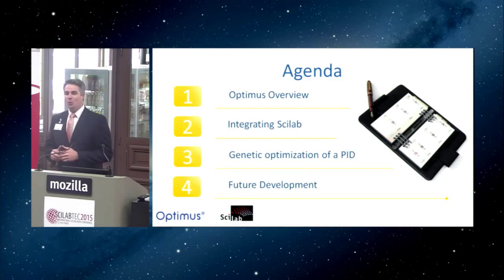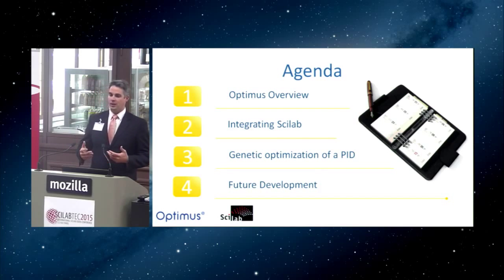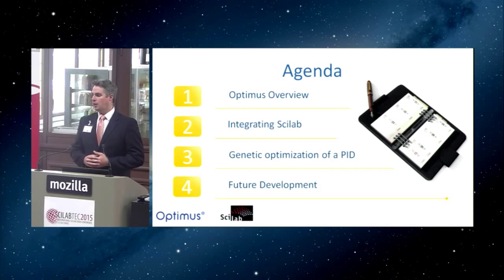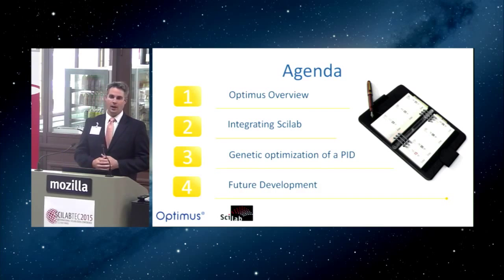And with that, we'll give you a brief overview of what Optimus does. I work for a company called Noesis Solutions. We provide services, and we also produce a software called Optimus. It's a process integration software, and there's an optimization side to it. We'll talk more about it in a moment, and then we'll get into how we integrate Scilab, how we use Scilab, and then how it was used for this particular project.